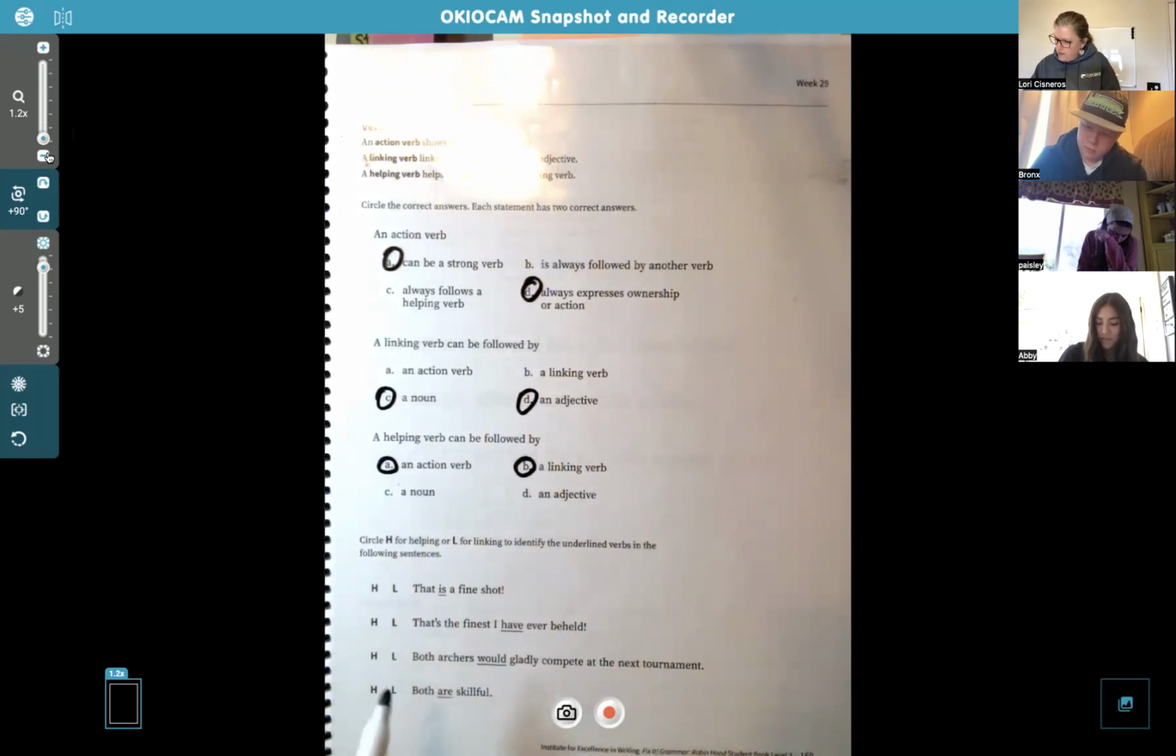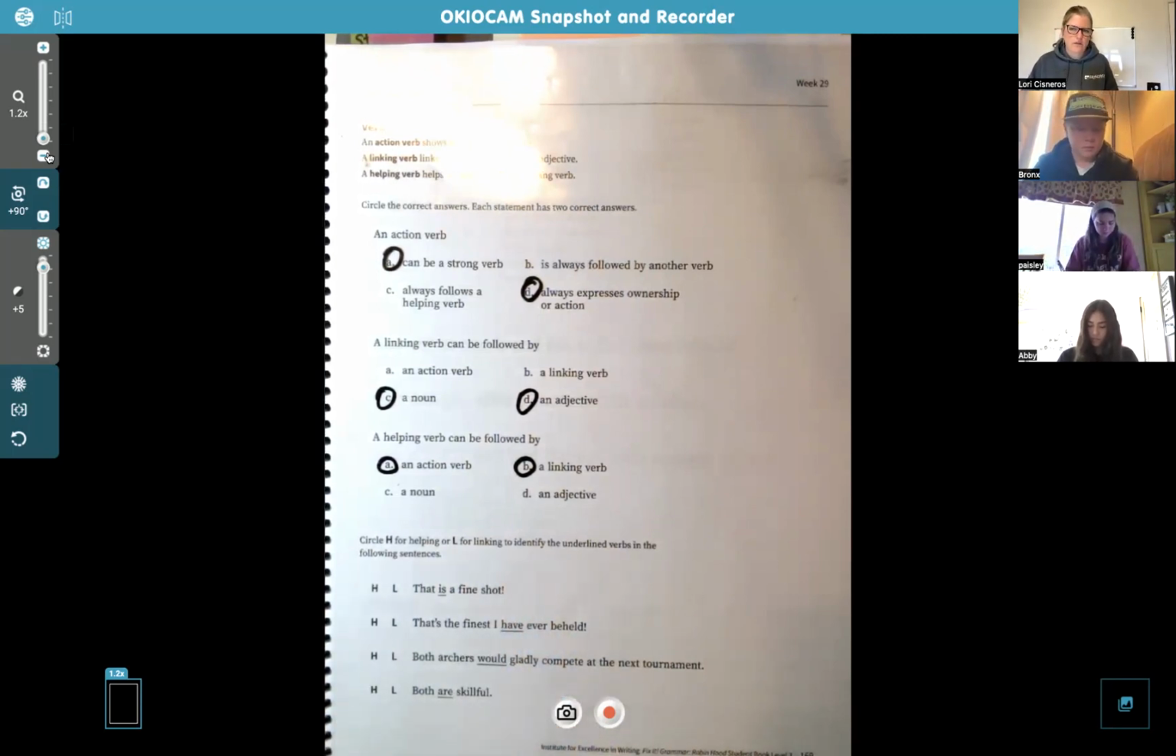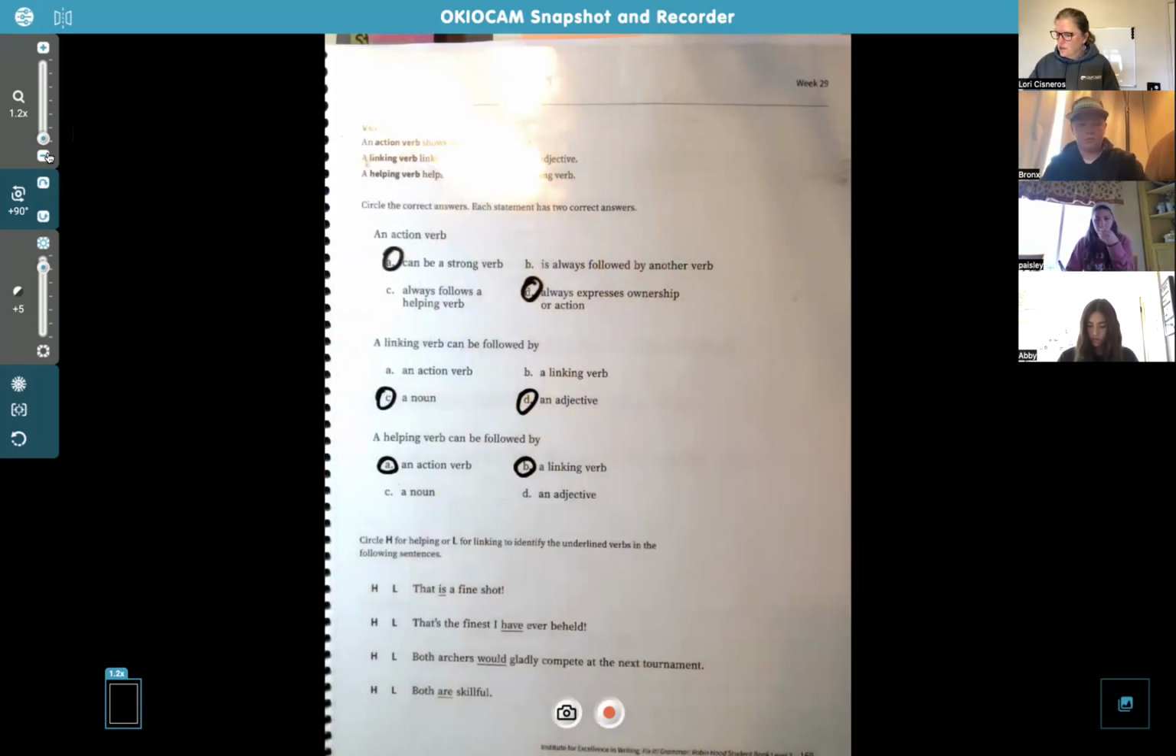So that was pretty easy. On this one here, circle H for helping or L for linking. And you know, I gotta tell you, helping and linking verbs are so close to each other. Sometimes it's hard to identify what's what. But here's your clue at the very top here. Linking links the subject to whatever the rest of the sentence is, and then helping, it helps the action verb. Okay, so we have H for helping or L for linking.